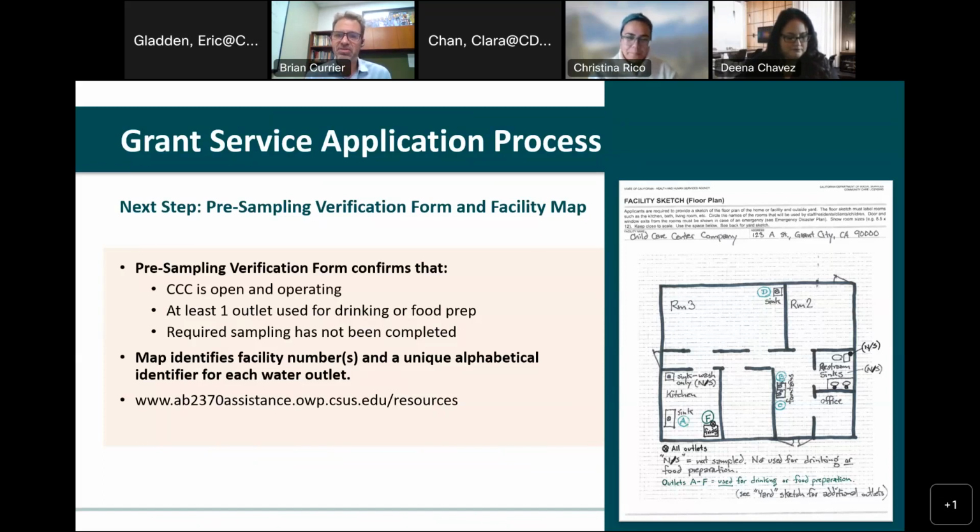This simple map is used by the samplers to determine where all outlets are and which of those are being tested. So all childcare centers will need to prepare that map, whether or not they qualify for free testing. So whether or not you're in that grant program that we're administering, the grant resources page, which I also hope to show you, gives you some guidance on how to prepare that map, as well as how to prepare your facility for testing. Now let's talk about some additional services offered to priority centers. Next slide.